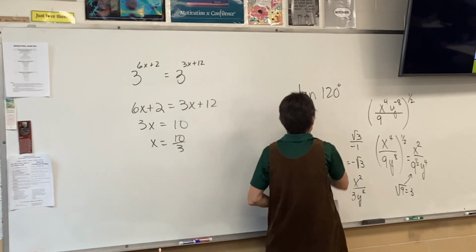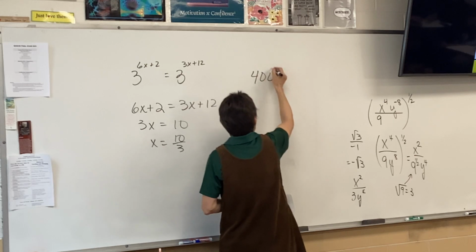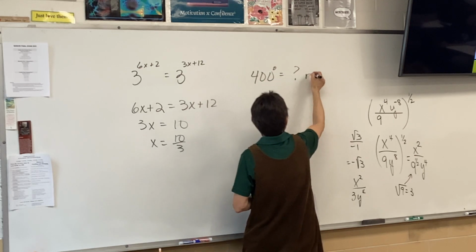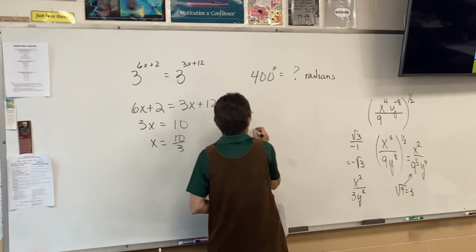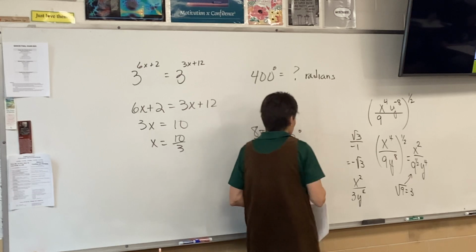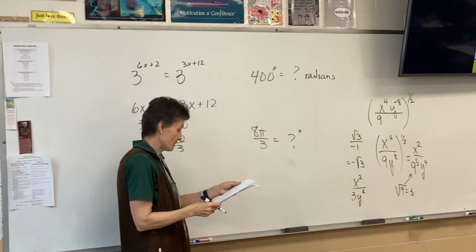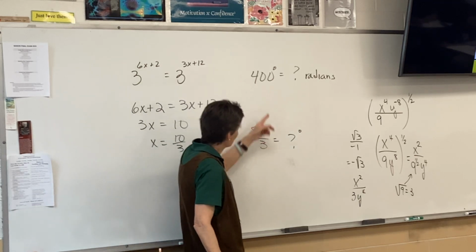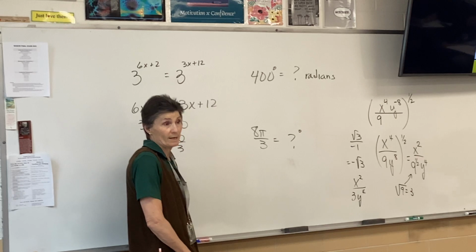Okay, now, how about this one? 400 degrees is how many radians? And 8 pi over 3 is how many degrees? There are different versions of the test. Somebody's going to do that problem, somebody's going to do this one. Okay? So anybody remember anything about either one of them?